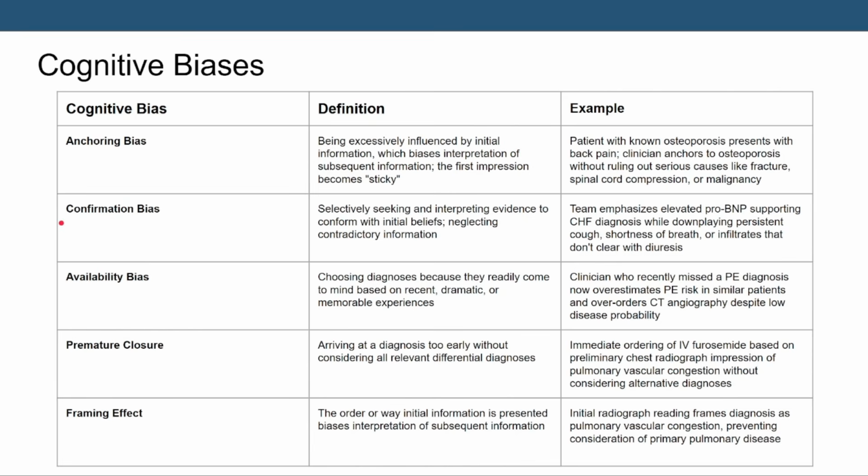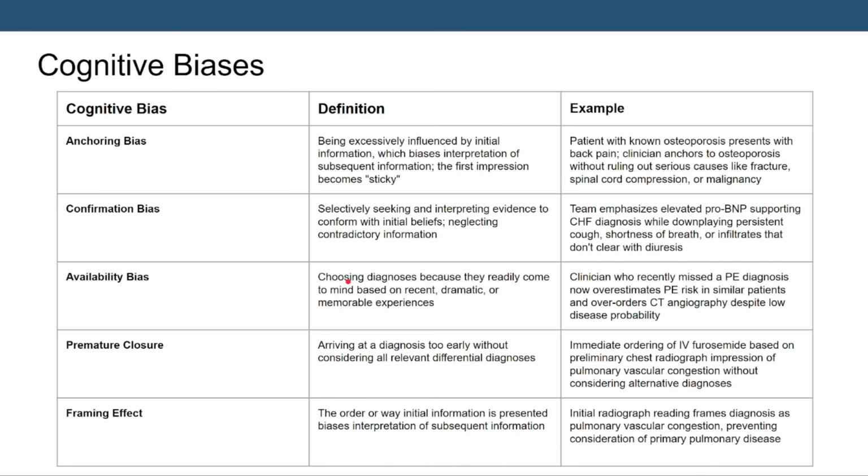The second one is going to be confirmation bias, where you selectively seek and interpret evidence to conform with your initial belief and you neglect the contradictory information. So a team emphasizing an elevated pro-BNP supporting congestive heart failure diagnosis while downplaying persistent cough, shortness of breath or infiltrates that don't clear with diuresis.